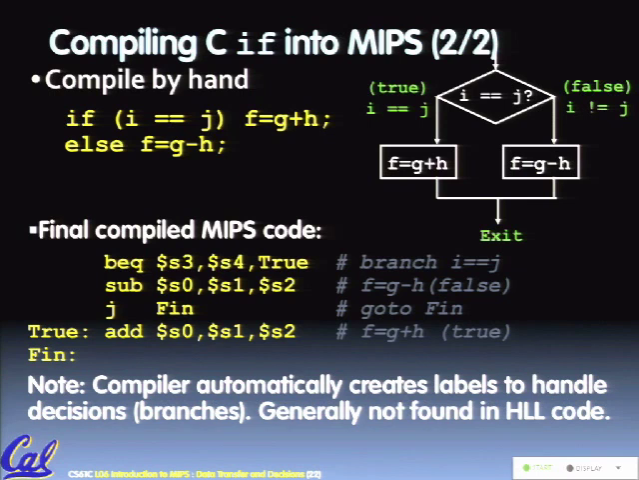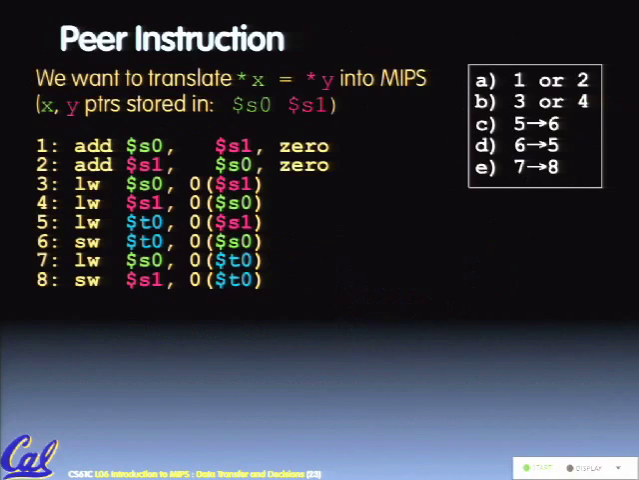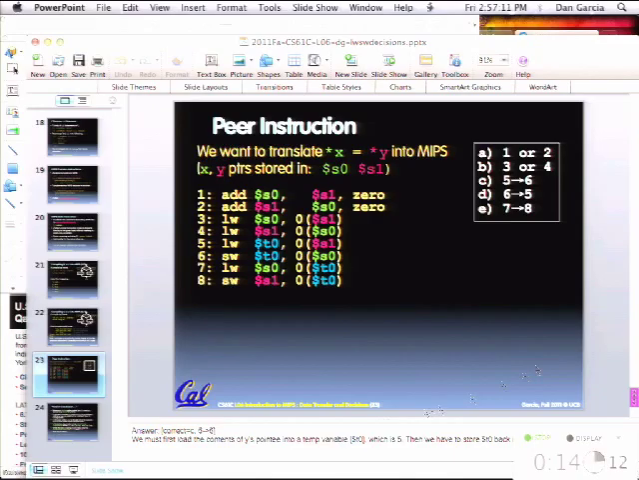Okay, I want to translate the following line, star x equals star y, into MIPS. x and y are pointers stored in S0 and S1. I use the color. Hopefully, for those of you who are not colorblind, the colors can help you with this. T is another color, which is blue. And I'm going to boil this down to one of 5 possibilities. A means either 1 or 2 does the thing. And B is either 3 or 4. One of those 2 is the answer. C is definitely 5, then definitely 6. D is definitely 6, then definitely 5. And E is definitely 7, then definitely 8.